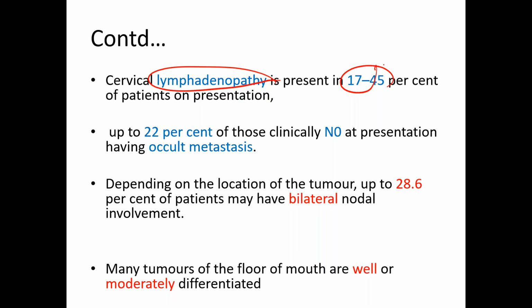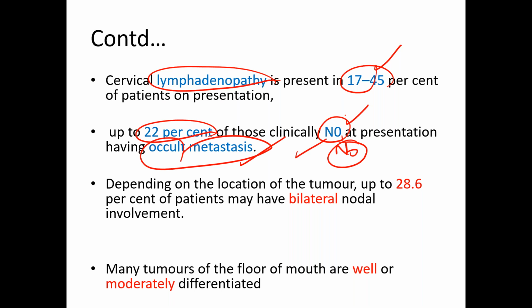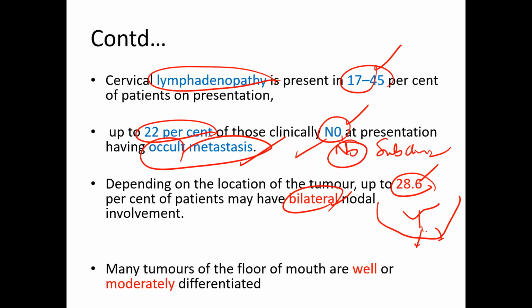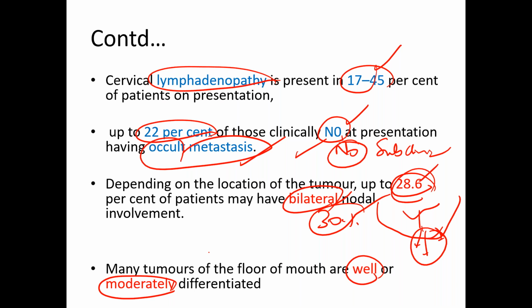Lymphadenopathy is present in 40%, so almost half of the patients present with lymphadenopathy. We think the nodal count is zero, but they may have actual metastasis that you don't know about: subclinical metastasis. Almost 30% are bilateral. Why? Because the anterior tumors are more common, and any midline structure goes bilateral. They are well to moderately differentiated. I told you what differentiation is.